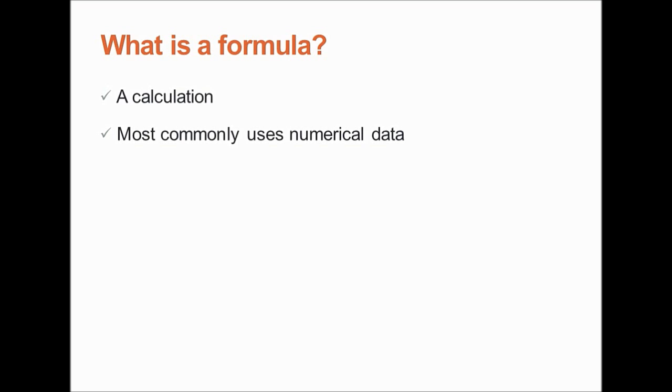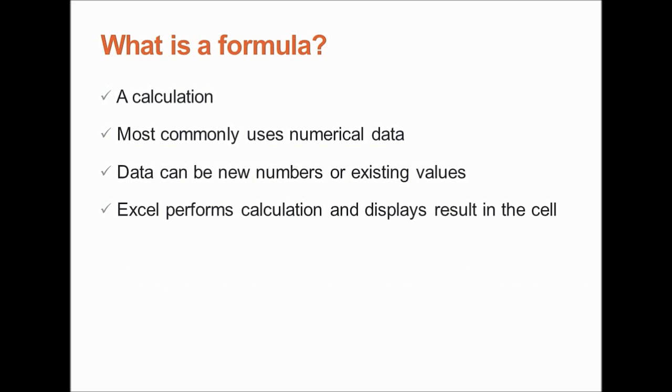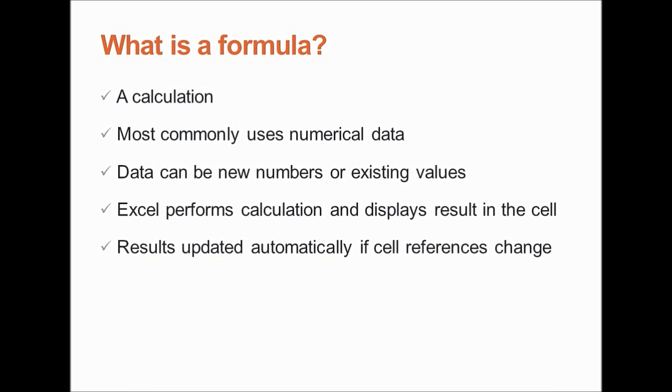Data can be new numbers or existing values. What that means is that you can just type in random numbers on the fly, or you can use existing values that already exist on that spreadsheet. Excel performs calculations and displays the result in the cell. Results update automatically if cell references change. And that's very important to know. What happens when a cell reference changes? And I'll explain.